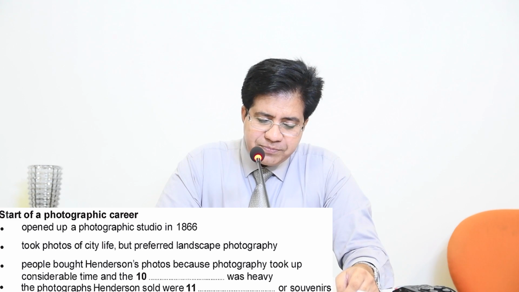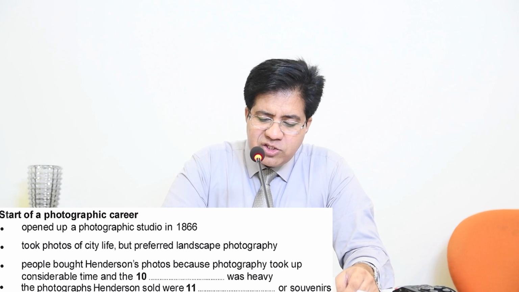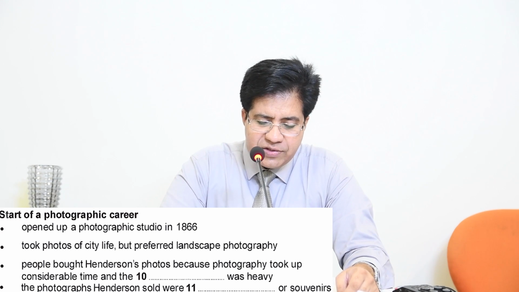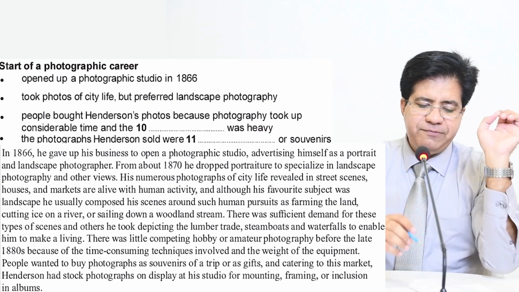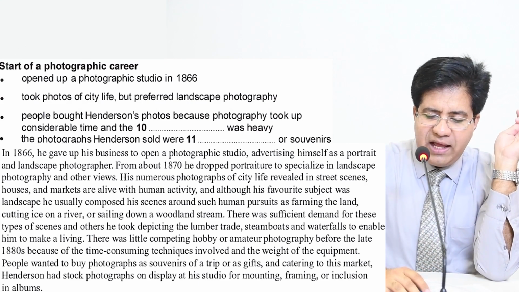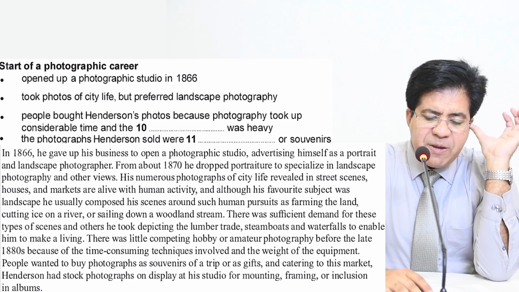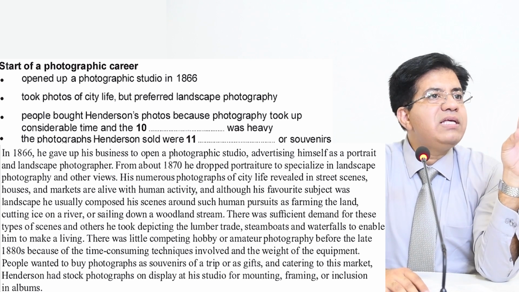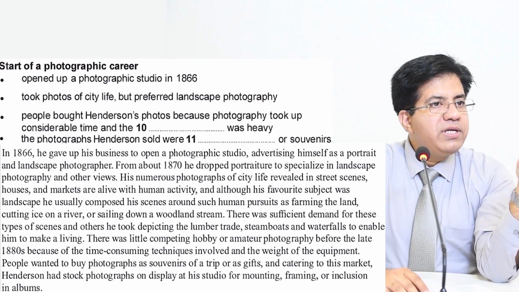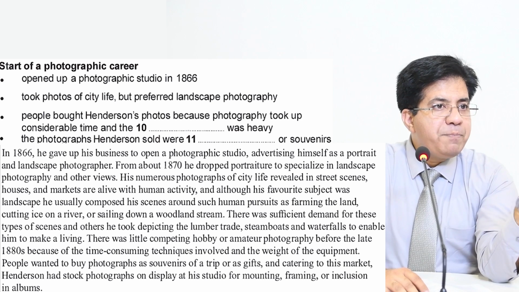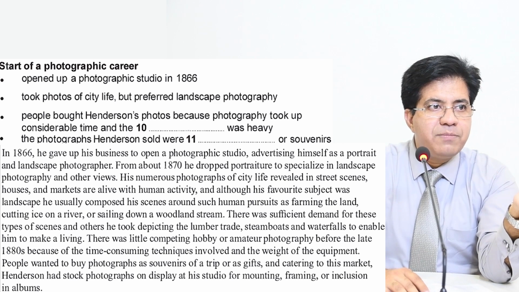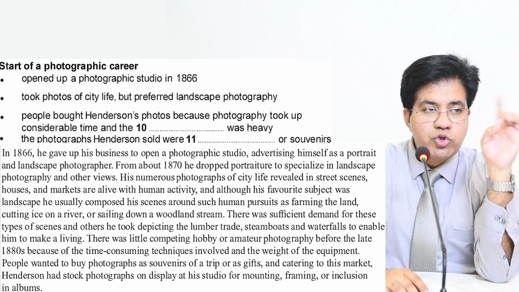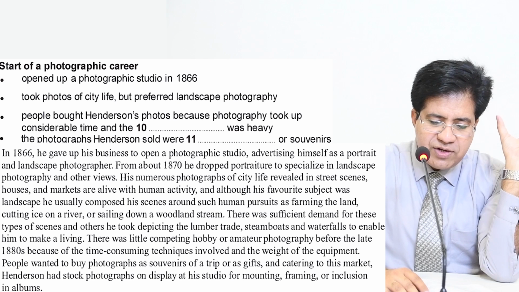Question number 11. The photographs Henderson sold were dash or souvenirs. Look for the word souvenirs. Photographs Henderson sold. Same paragraph and second last line, okay? I'm reading it from "people wanted to buy." Now listen. Photos Henderson sold, people wanted to buy. For example, if I buy something, you sell it. It means that, right? So sold and buy, they've used this trick here.